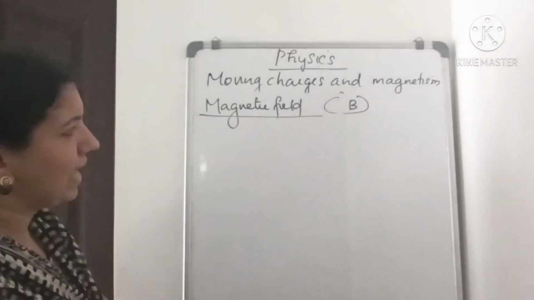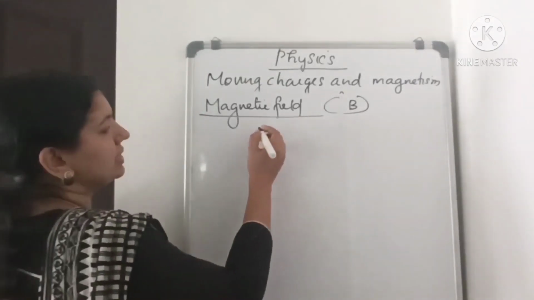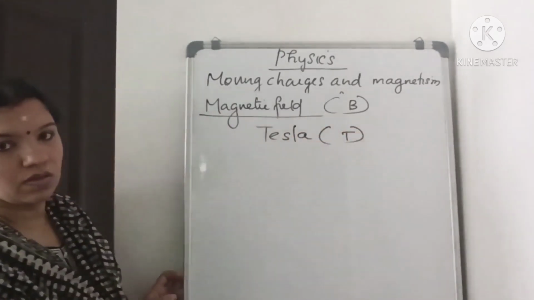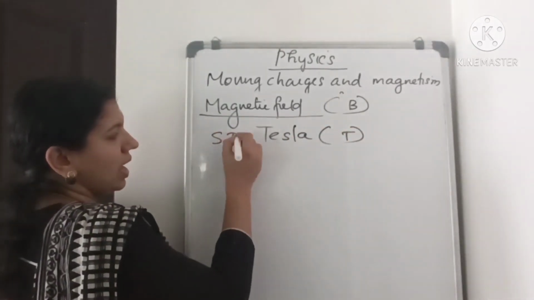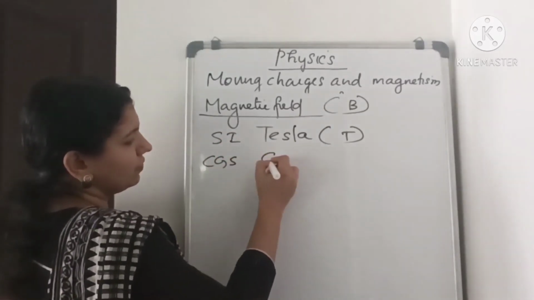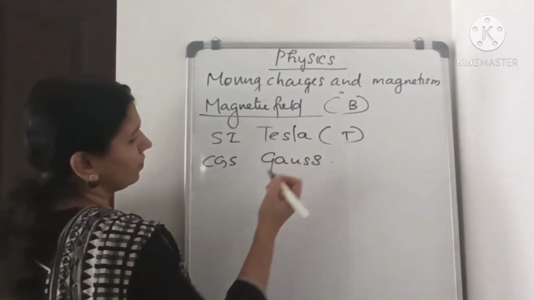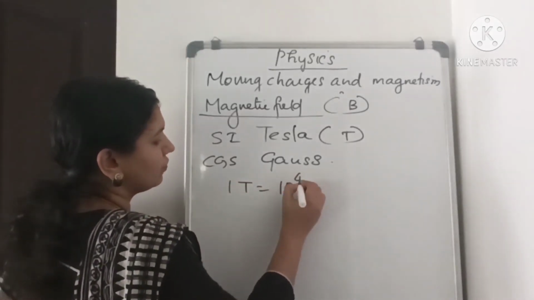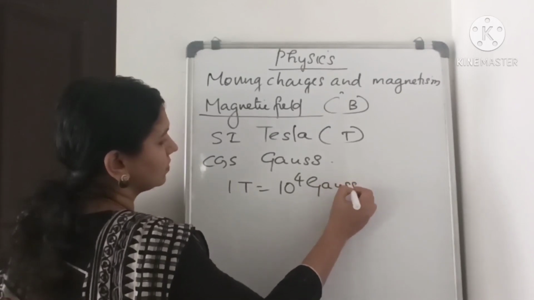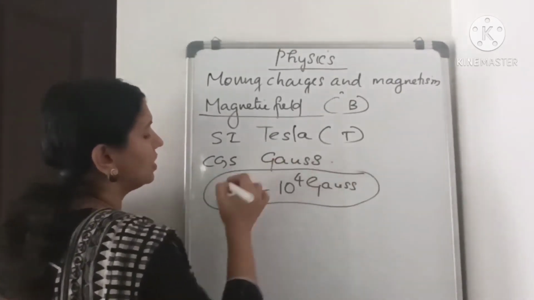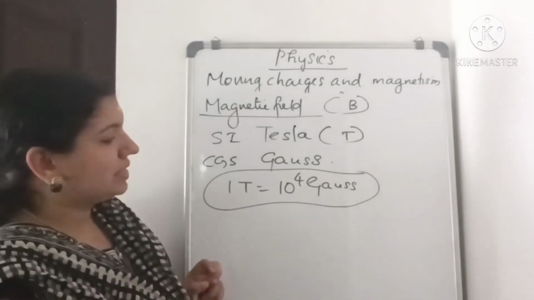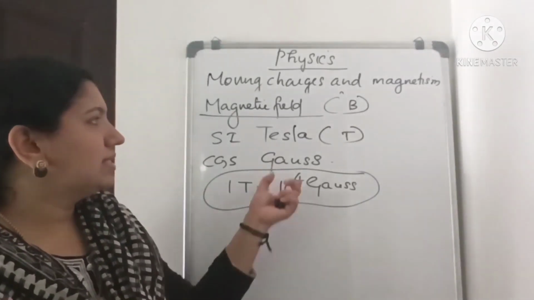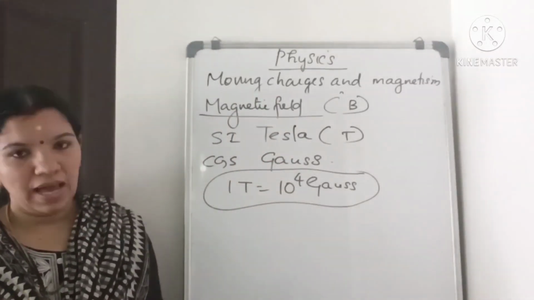Now the SI unit of magnetic field is Tesla, T. This is the SI unit, and the CGS unit of magnetic field is Gauss. Clear? So 1 Tesla is equal to 10 raised to 4 Gauss. This should be kept in mind because you have to solve numericals. If it is given in Gauss, you have to convert it into Tesla. So these are the basic details regarding magnetic field.